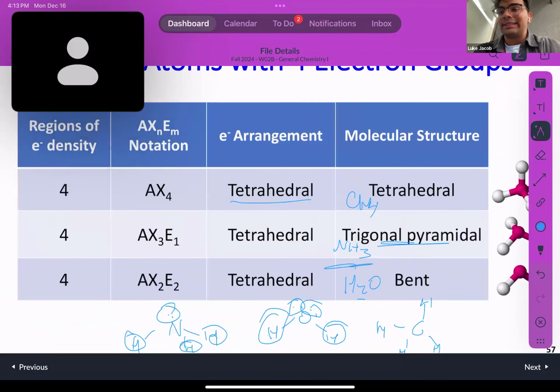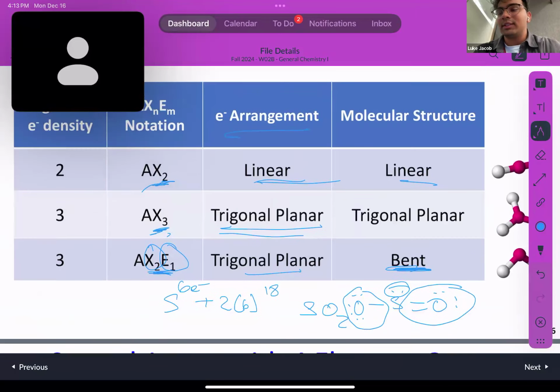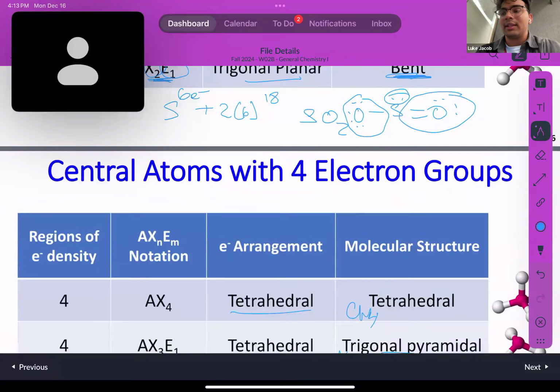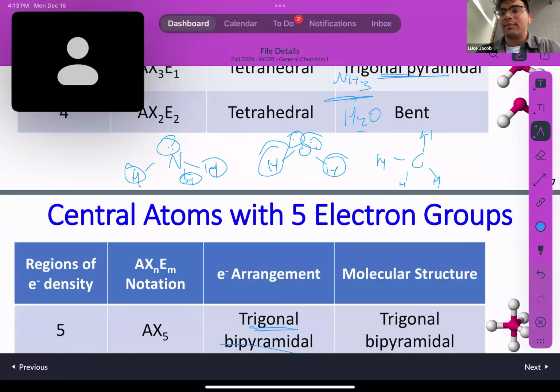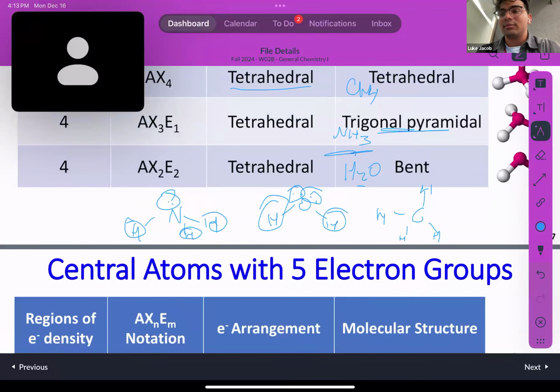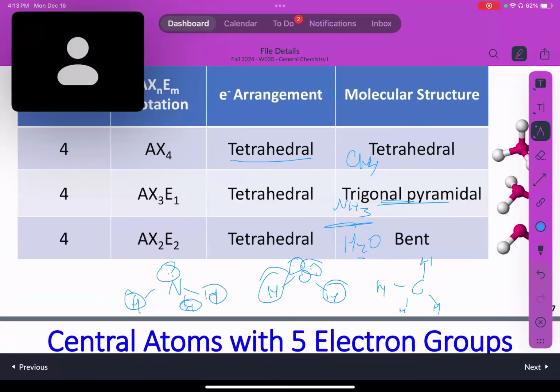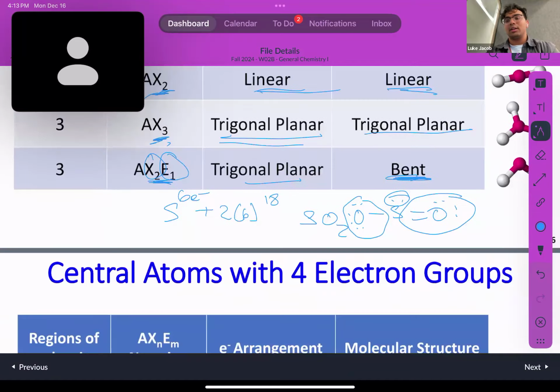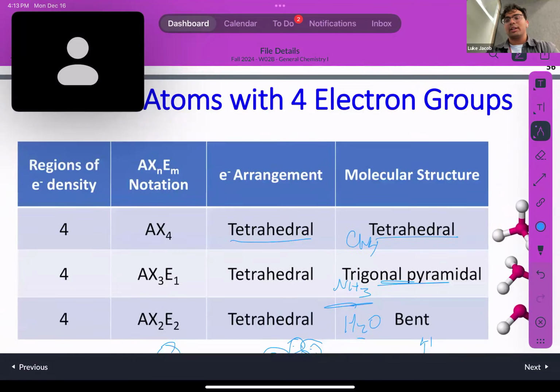But when I say that, I'm referring to just the molecular structure. Don't get it twisted. The electron arrangement is its own thing. Anytime the molecular structure is planar or linear, it is a non-polar molecule. And sorry, then the rest of them are polar, and also the base shapes like tetrahedral, linear, trigonal planar.